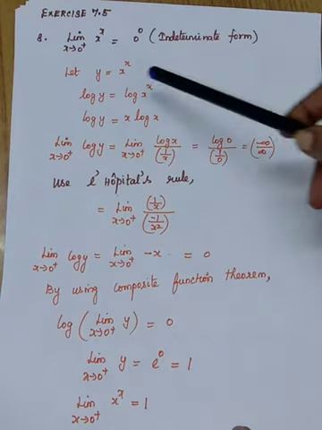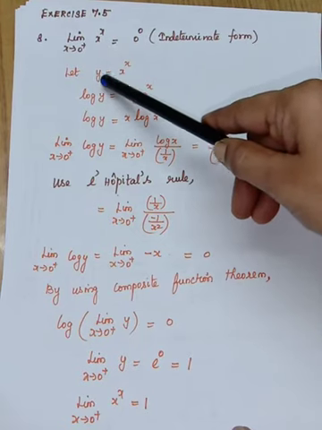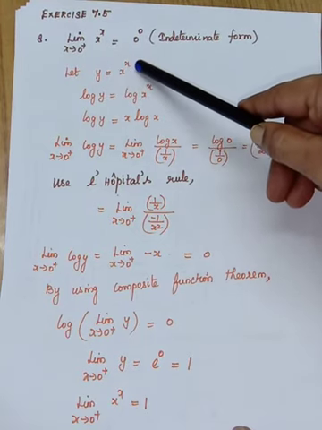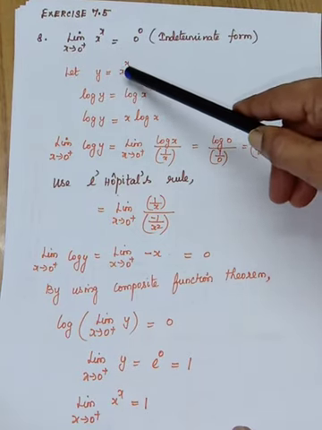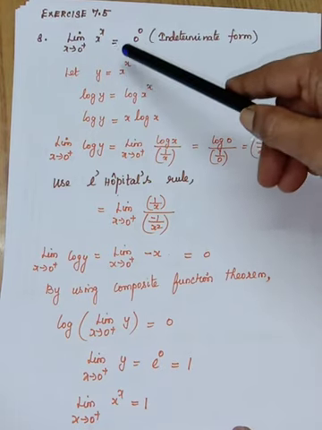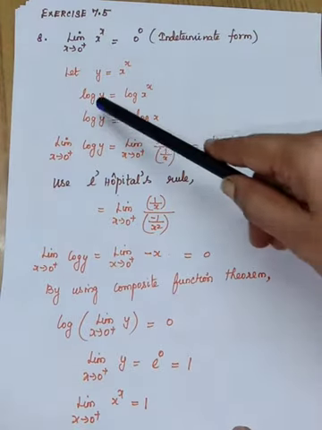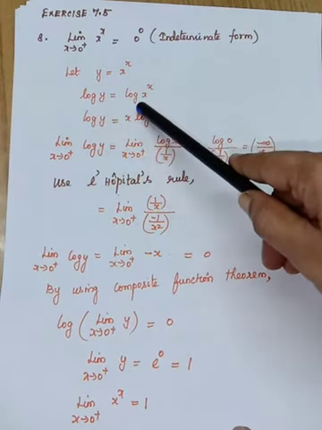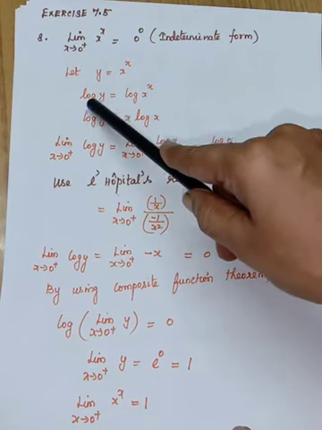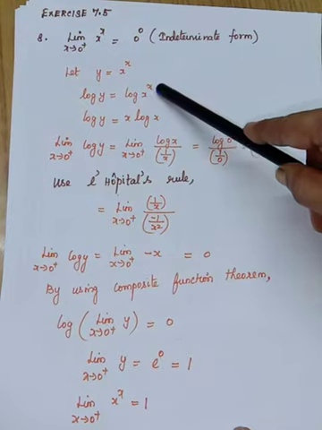Before that, first you take this function as y. So, y is equal to x power x. The power also is a function, so we have to bring the power to the front. So, we have to apply the log function on both the sides. So, log y is equal to log of x power x.